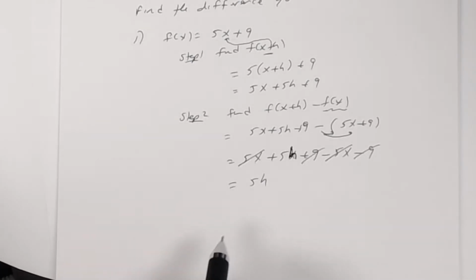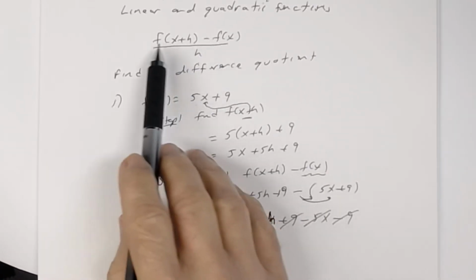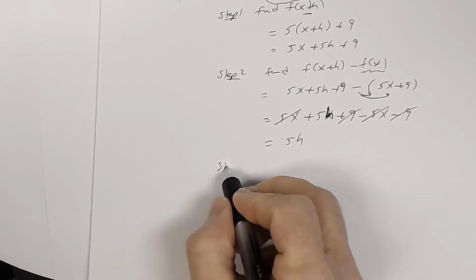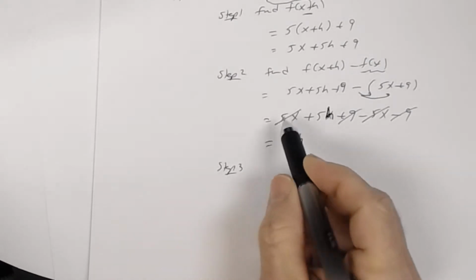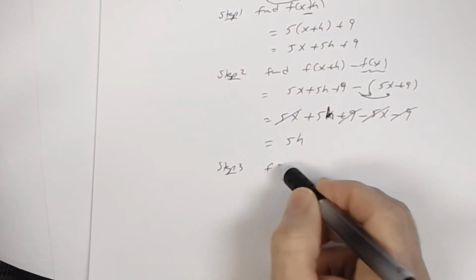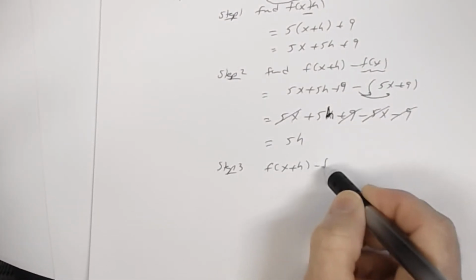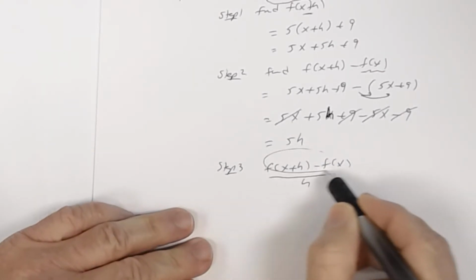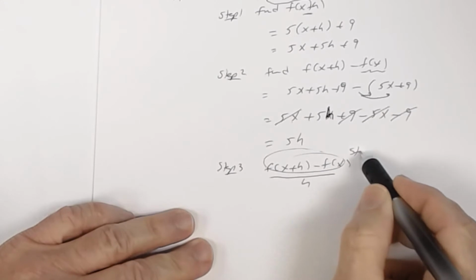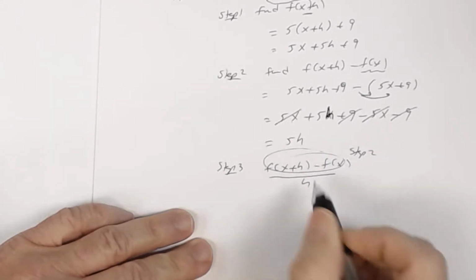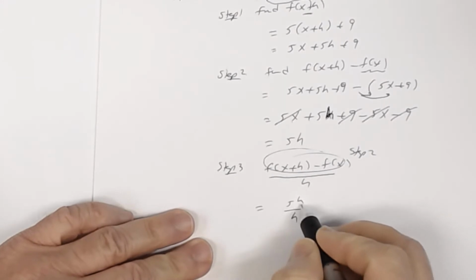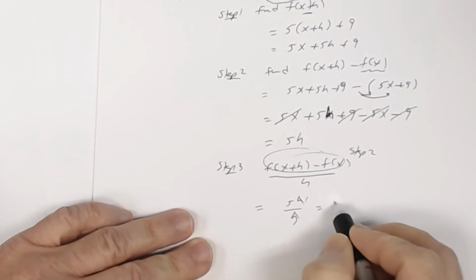So that's step 3. So you found the numerator, right? Now all you do is take step 2 and divide by h. So step 3 would be to actually find your difference quotient. So f of x plus h minus f of x divided by h. So remember, this is your step 2 right here. That was step 2, which is just this. So you're going to say 5h divided by h, and then reduce, you get 5.